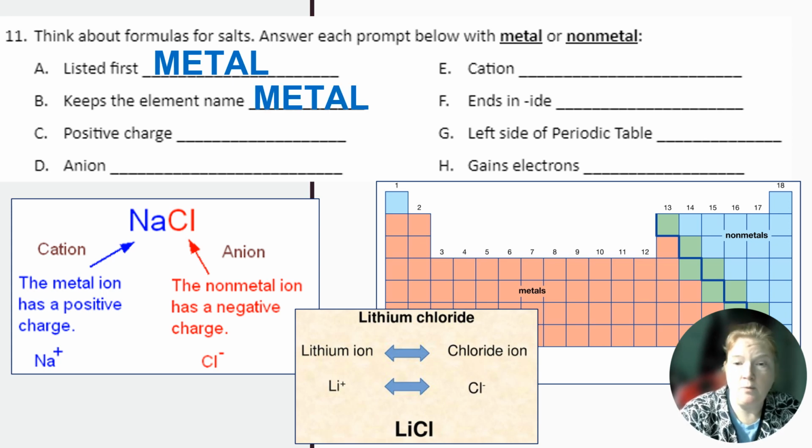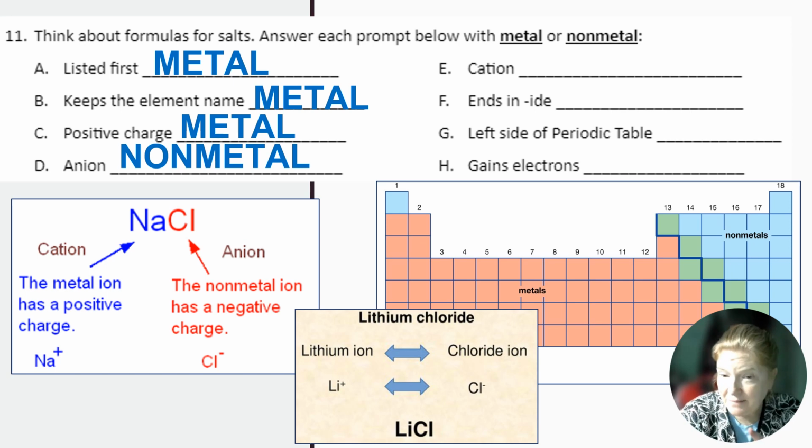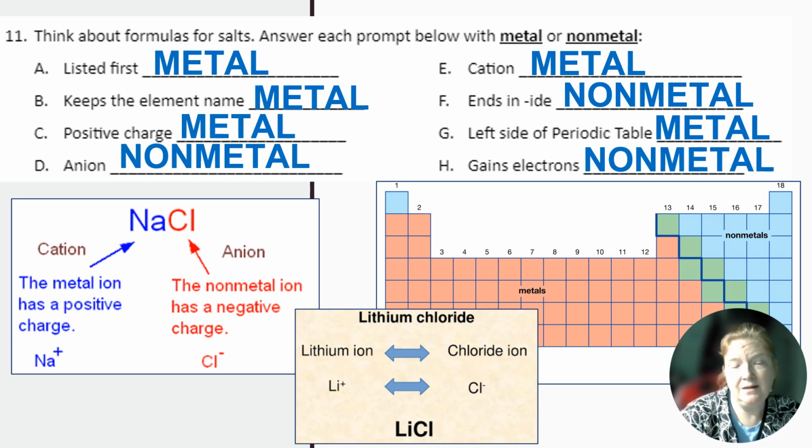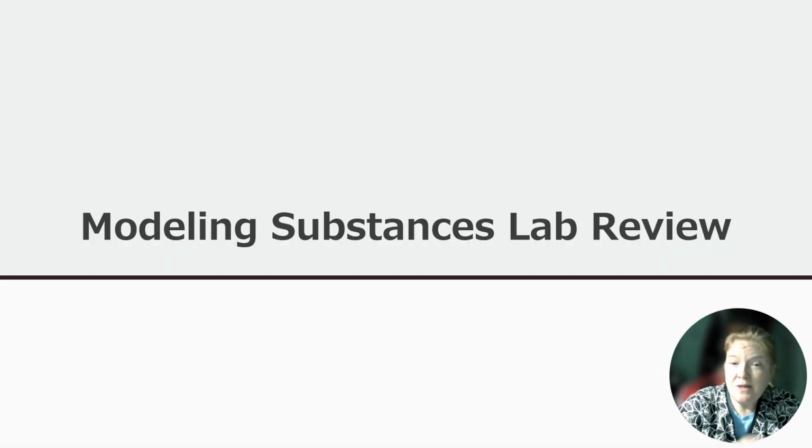Yeah, that's the metal. Which one has a positive charge? Also the metal. Which one is an anion? That's the nonmetal. Which one is a cation? That's the metal. Which one ends in IDE, so it doesn't keep its name? It changes. That's the nonmetal. Left side of the periodic table, metal. And which one gains electrons? Non-metal.